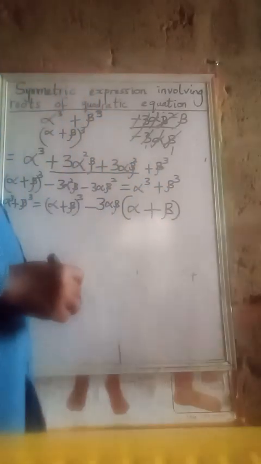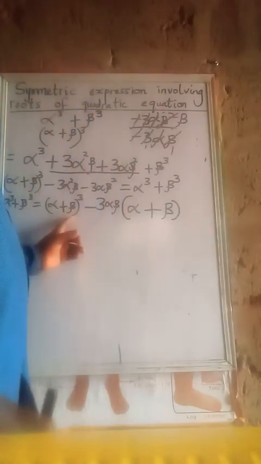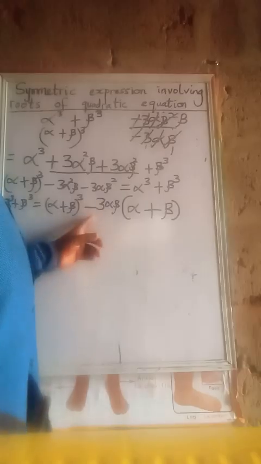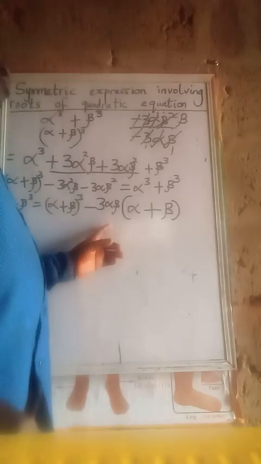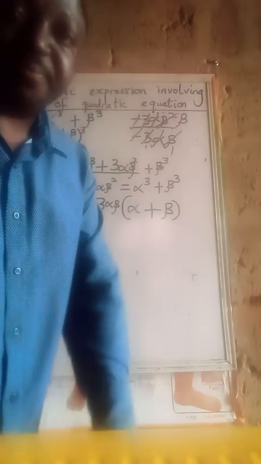So now alpha cube plus beta cube is equal to alpha plus beta raised to power of 3 minus 3 alpha beta, open bracket, alpha plus beta. How can we now apply this? Let us do the application.